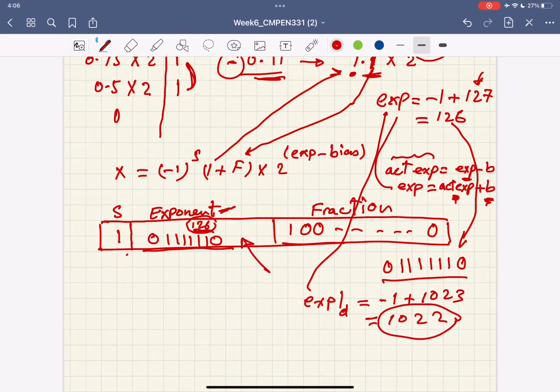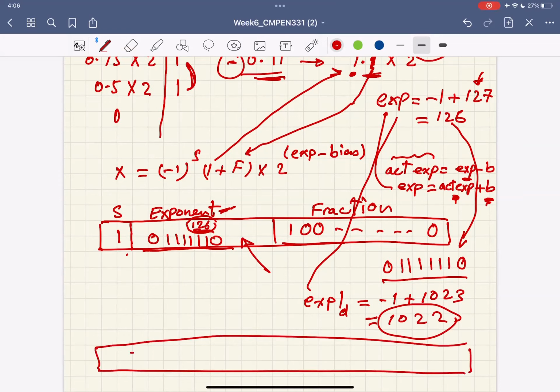But also the exponent will not be written in 8 bits. It will be written in 11 bits in that case. And the fraction, again, will be the exact same thing, 1 and all zeros. Again, this is 1. Here's the exponent, which is 1022. Here's the fraction, which is all ones and all zeros.